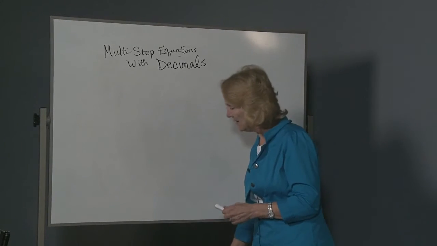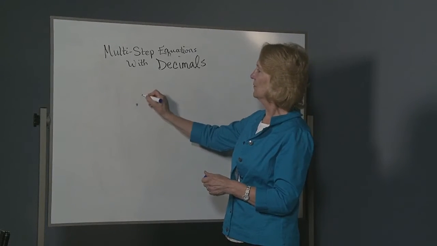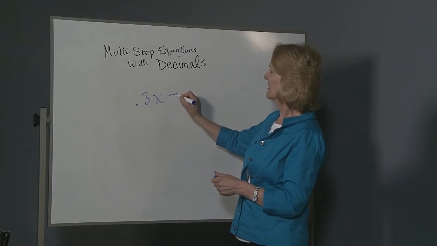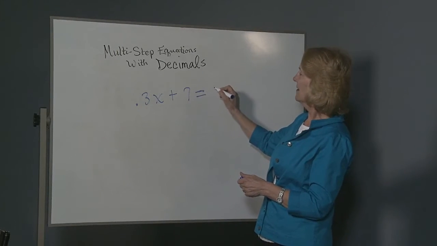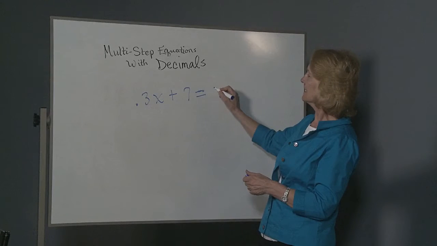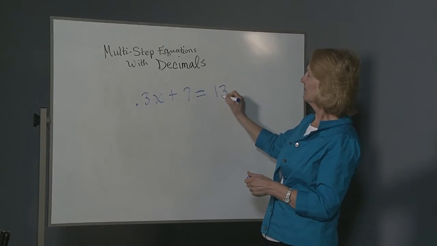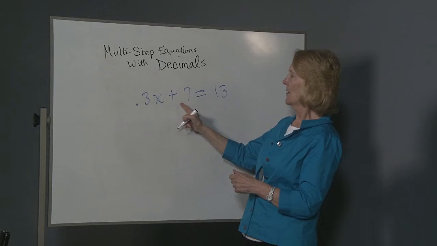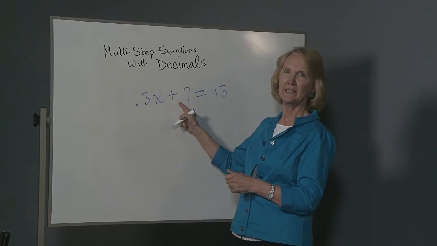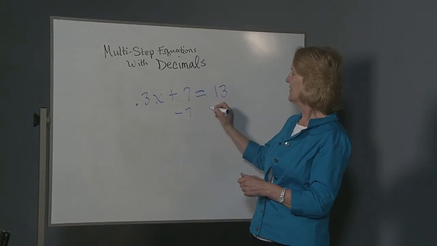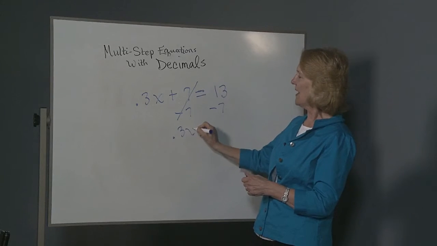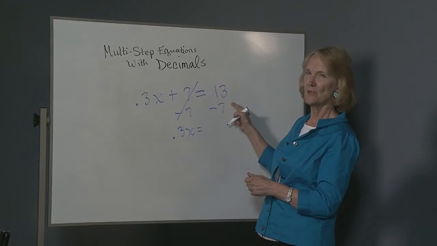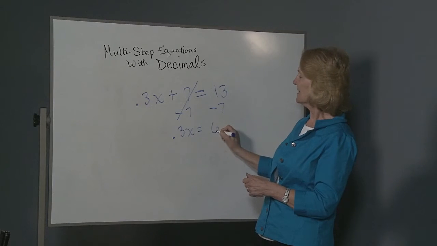What if you had 0.3 times x plus 7 equals, let's see, 13? Well, we have to undo the adding 7. Subtract 7 on this side, subtract 7 on this side. So you get 0.3x equals 13 minus 7, which is 6.